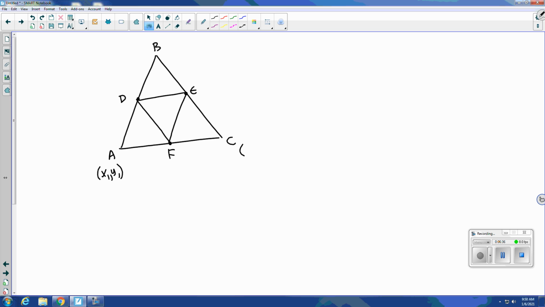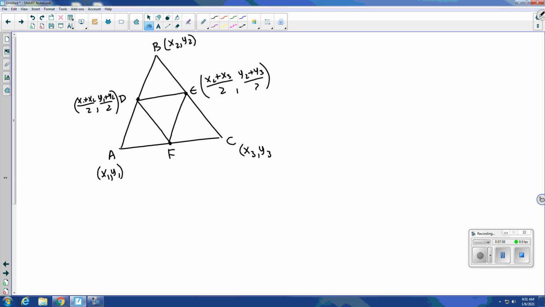And this x3, y3. And this x2, y2. Then over here for D, we're going to have the midpoint of that. So it's going to be x1 plus x2, sorry, over 2, and y1 plus y2 over 2. And then here we're going to have x2 plus x3 over 2, and then y2 plus y3 over 2.